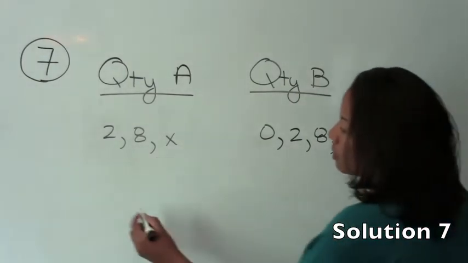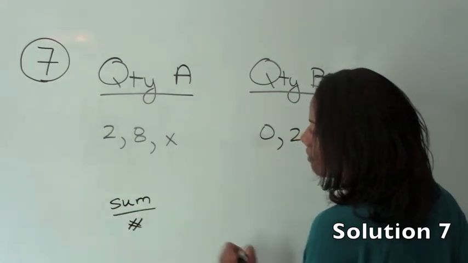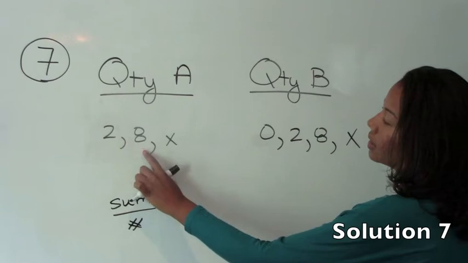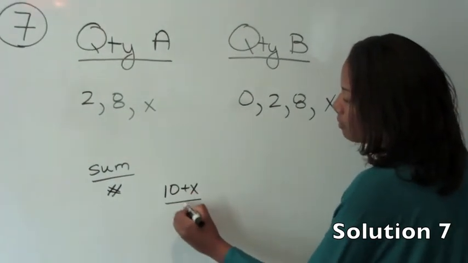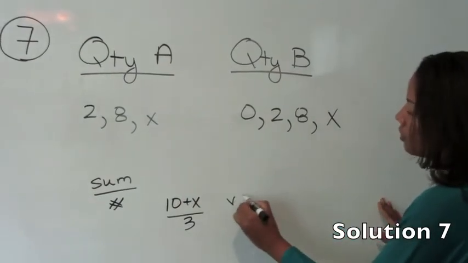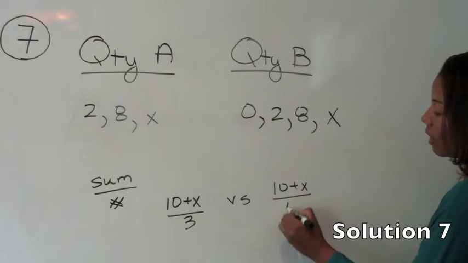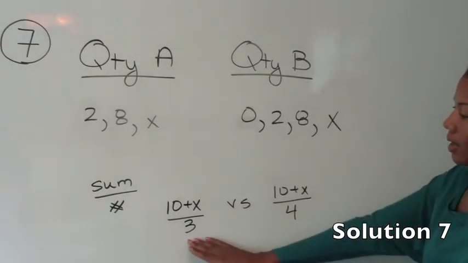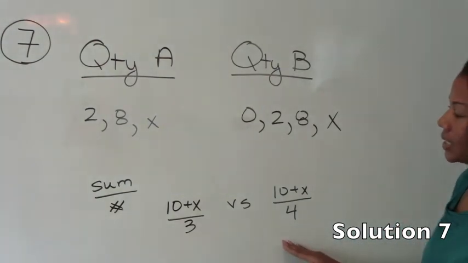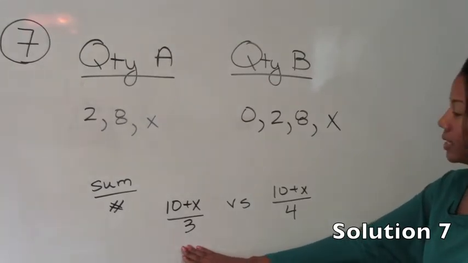So remember that the average is simply the sum divided by the number of numbers that we have. So here the sum is 10 plus x divided by 3 to get the average, versus this, which is 10 plus x divided by 4. So depending on the question, this could actually be enough information to tell us that quantity A is larger, but the answer is actually going to be D for a few different reasons.